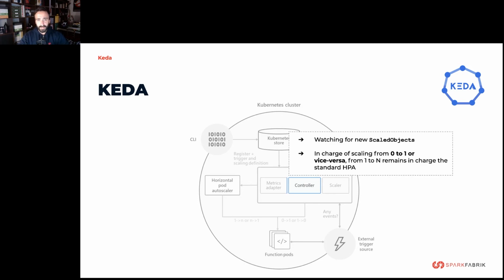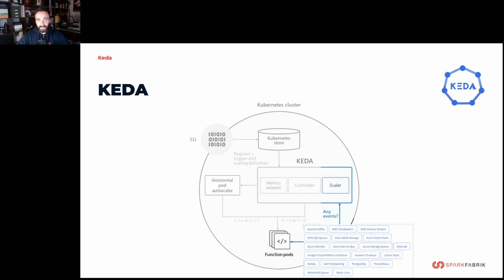The second one is the KEDA controller, which loops inside the cluster on the scaled objects, which are the objects that connect the external events to the metric server. It's in charge of scaling from 0 to 1 or vice versa, and scaling from 1 to n remains in charge of the standard HPA. Basically, it covers just what Kubernetes doesn't do now.